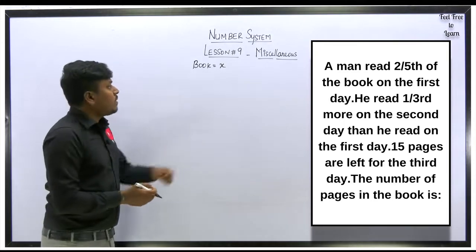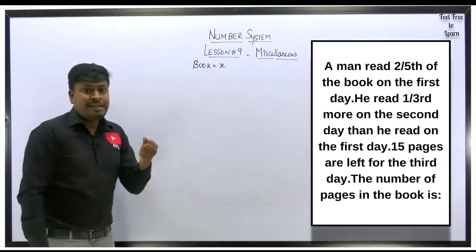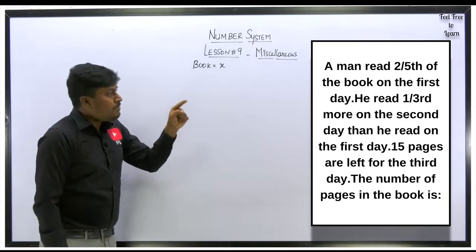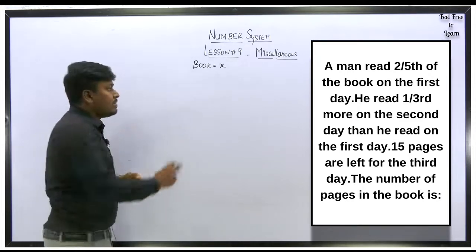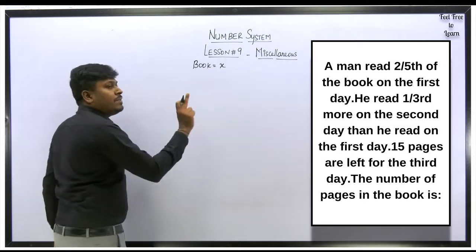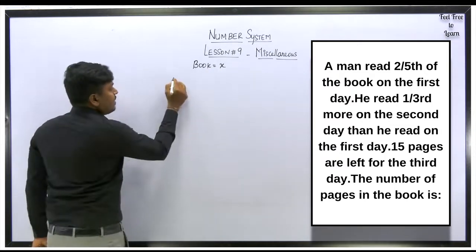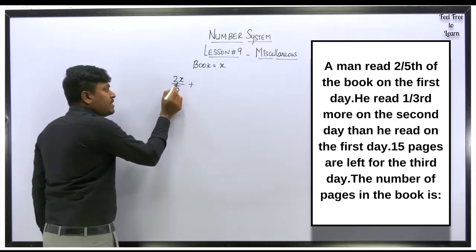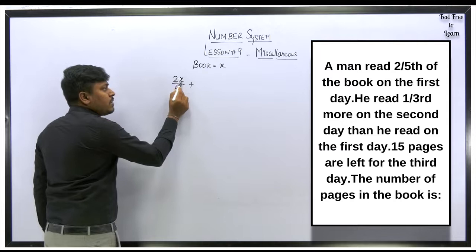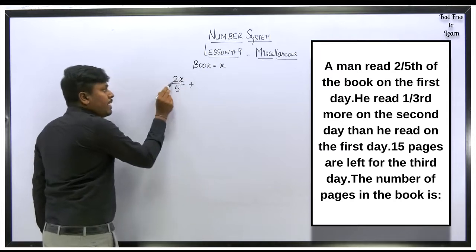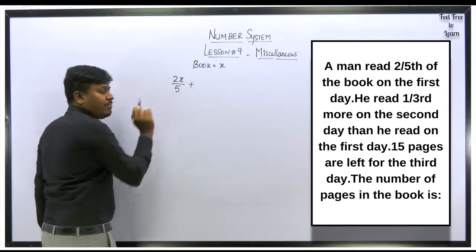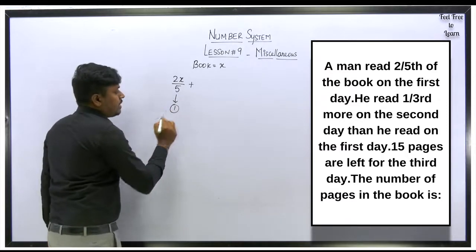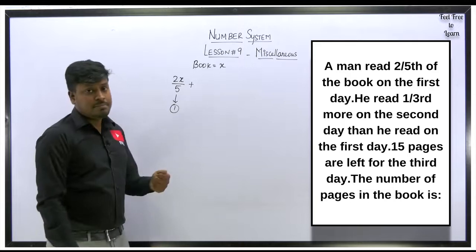So totally, the man is reading for 3 days. First day, a man read 2/5 of the book. So out of this x, 2/5 has been read on the first day. This can be written as 2x divided by 5. Yes or no? So friends, understood? Out of the total number of pages in the book, he read 2/5 on the first day, and this will be for the first day. So that is the total number of pages read by that man on the first day.